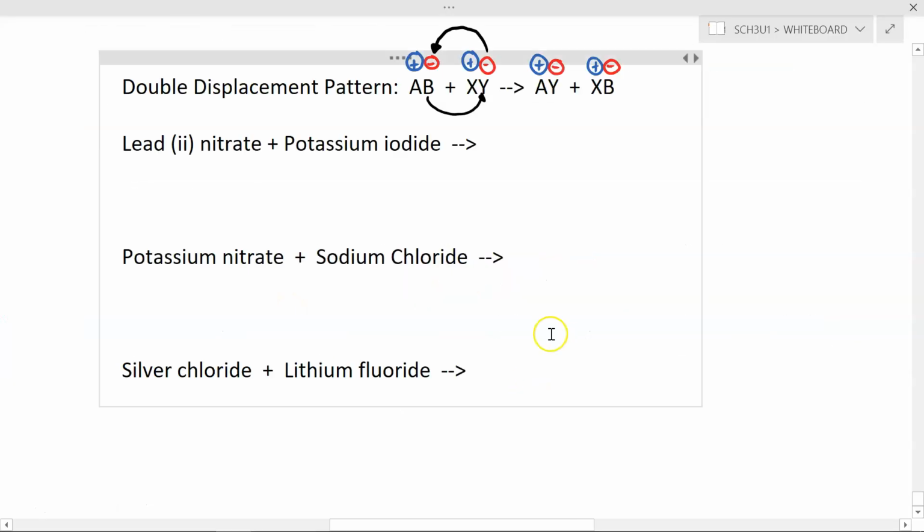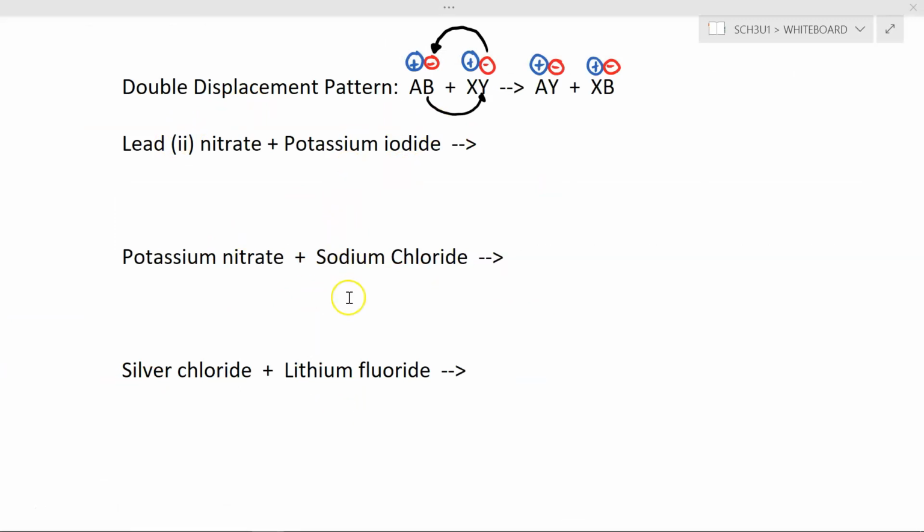Alright, so I want you to try doing these three problems. Write out the skeleton equation for each. Remember that you must always have oppositely charged partners, and by convention, the positive cation must always be the one that's first, followed by the anion next to it. Okay, so pause it. When you're ready, press play and we'll take it up together.